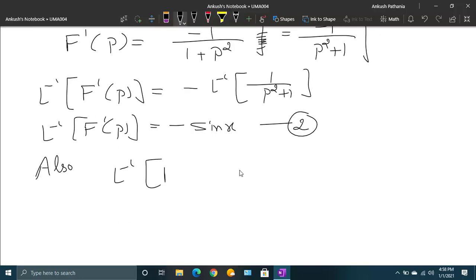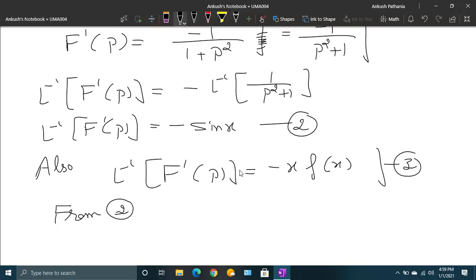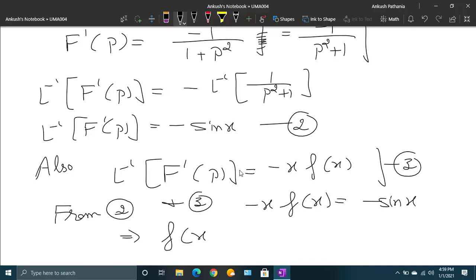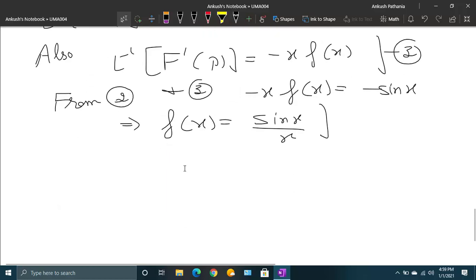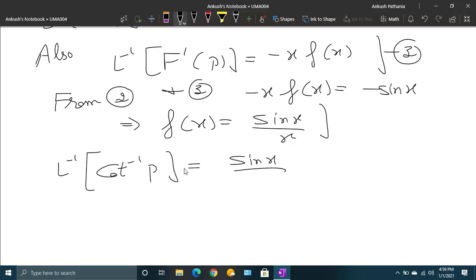Also I have the Laplace inverse of F'(p) from the inverse Laplace transform of property 2; I have this relation. So from 2 and 3, I got minus x f(x) is equal to minus sin x. So this implies f(x) is equal to sin x upon x. So this is my solution for the given question, that is, the Laplace inverse of cot inverse p is equal to sin x upon x. This is the solution for this question.